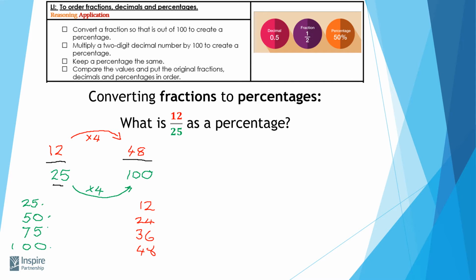So now I'm going to go back to my original fraction and write my answer. So my original fraction was 12 over 25. As a percentage, I know it works out at 48 over 100. Now remember, we know that over 100 is exactly the same as saying out of 100. And we also know that percent means out of 100. So we literally then take our numerator and put the percentage sign on the end. And so we know our answer is 12 over 25 equals 48%.